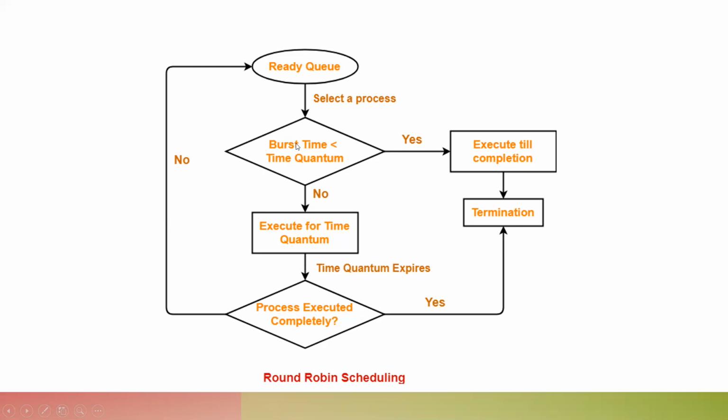And if the burst time is greater than the time quantum, then it executes for the time quantum. After the time quantum expires, it checks whether the process has been executed completely or not. If yes, it goes to termination. If not, the remaining process goes to the ready queue again. So this goes on until there are no processes left in the ready queue.